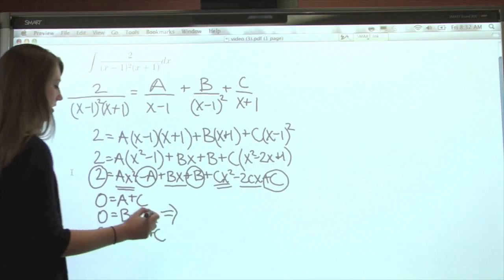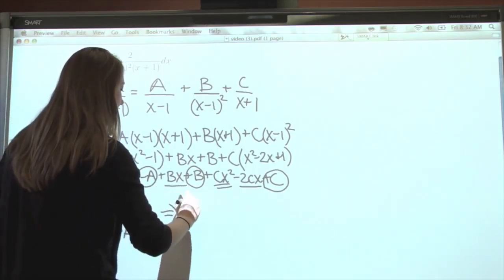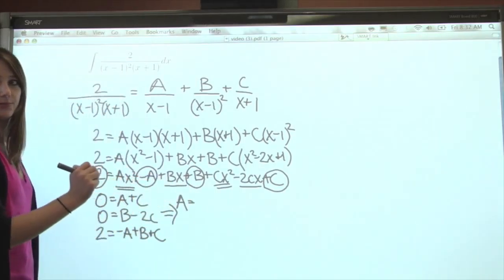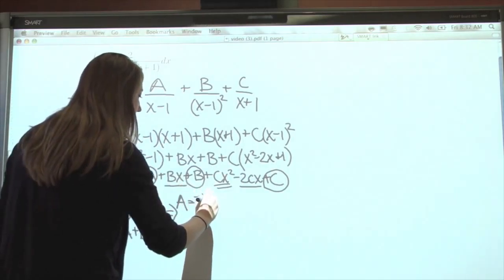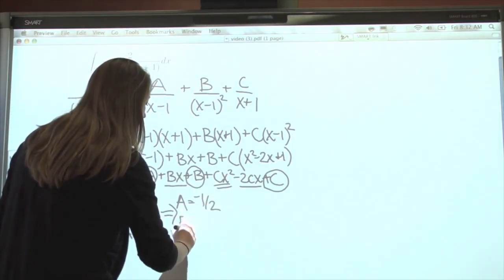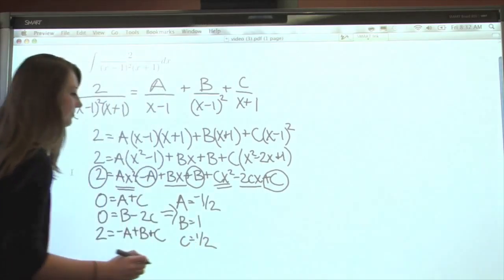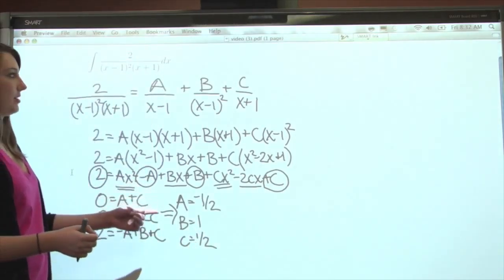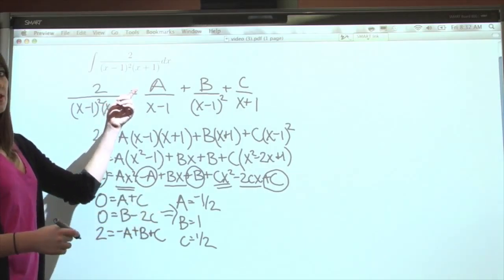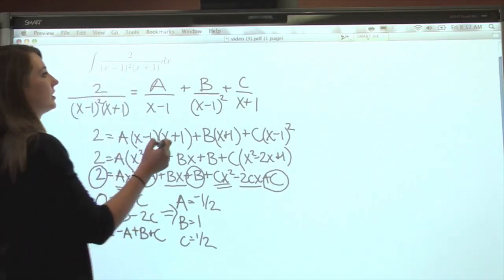If we do that, we get that a equals negative 1/2, b equals 1, and c equals 1/2. Okay, so now that we have these values, we can plug them in up here and solve the original integral. So let's do that over here.